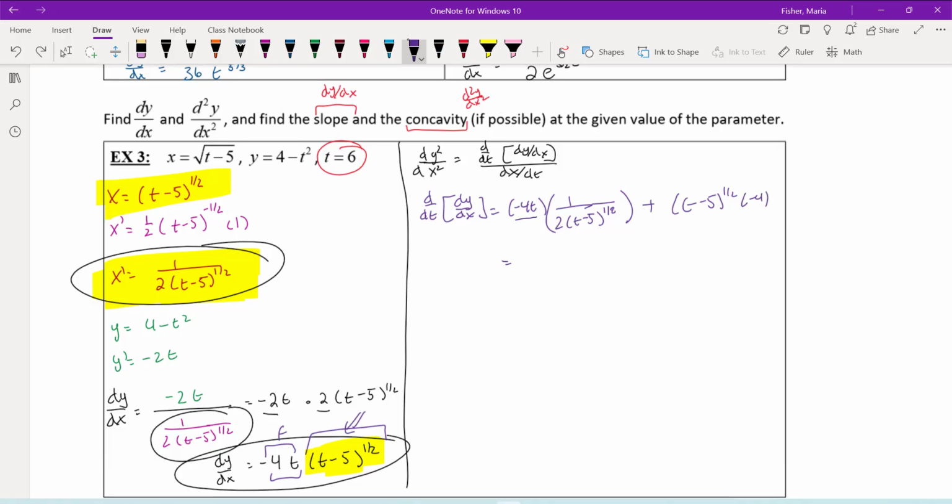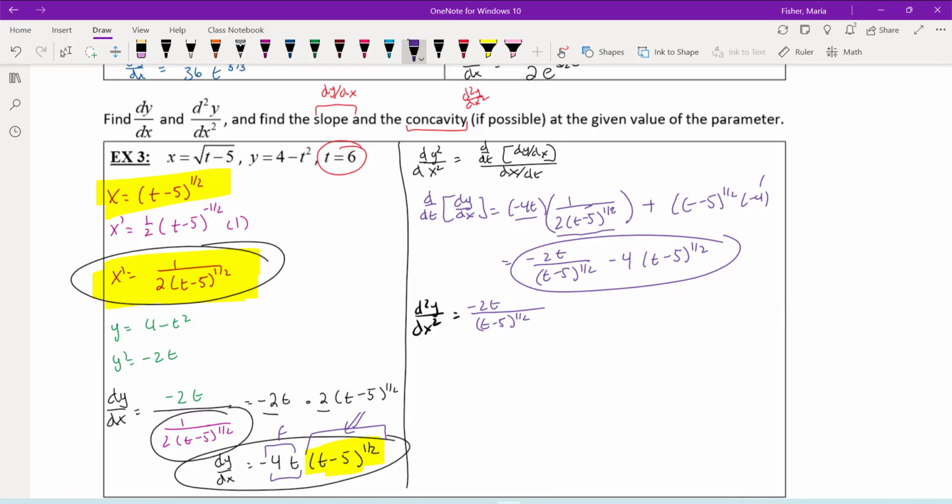Cleaning this up, I have negative 4t in the numerator and 2 times (t minus 5) to the 1/2 in the denominator, and that becomes just a negative 2t over (t minus 5) to the 1/2. And then plus, well, plus a minus here is just going to be minus 4 times (t minus 5) to the 1/2. So now let's find that second derivative. So the second derivative of y with respect to x is going to equal what we just wrote down, this negative 2t over (t minus 5) to the 1/2 minus 4 times (t minus 5) to the 1/2, divided by dx/dt.